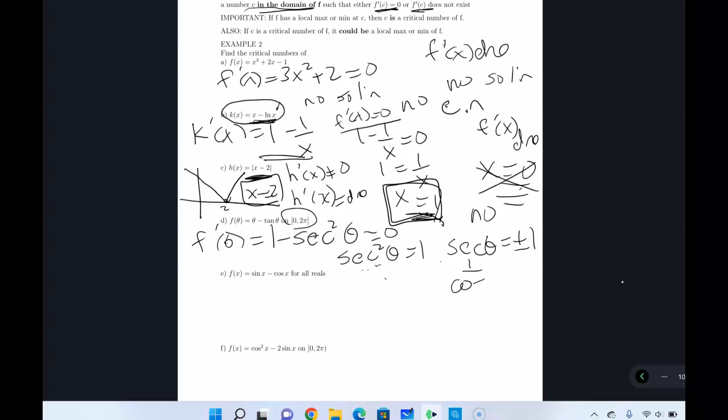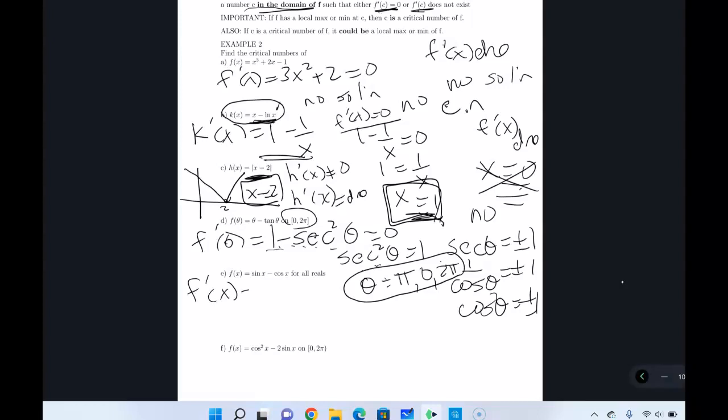So you know that's 1 over cosine of theta is plus or minus 1. Cosine of theta is plus or minus 1. So that means theta is pi or 0 or 2 pi. All of those give me the derivative equals 0. Is there any place that the derivative doesn't exist? Nope. All right, so let's try this one.